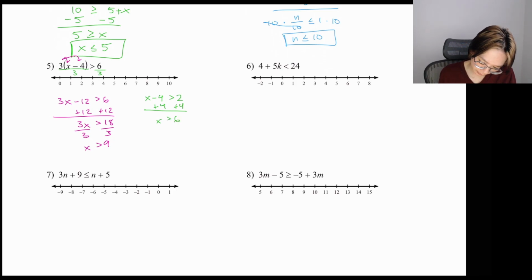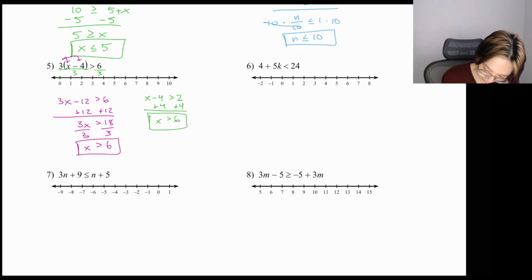What did I do wrong here? I did something wrong somewhere. Oh. 18 divided by 3 is not 9. It is 6. So, this would be my final answer. And graphing it, we're at 6. Open circle, not equal to, greater than 6. That way.